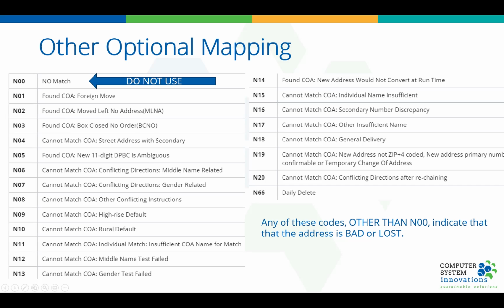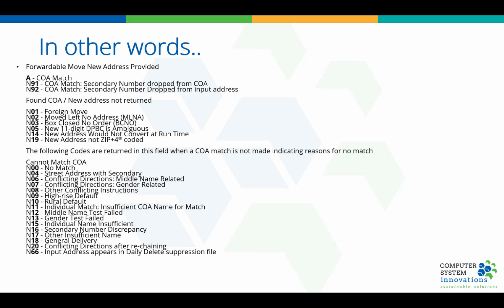So if I run iMove and an N04 is returned by iMove, I can safely assume I have a lost address in iMIS. In other words, I found this online. Pretty straightforward. Forwardable move new address provided is an A, an N91, and an N92. All of these are good moves.